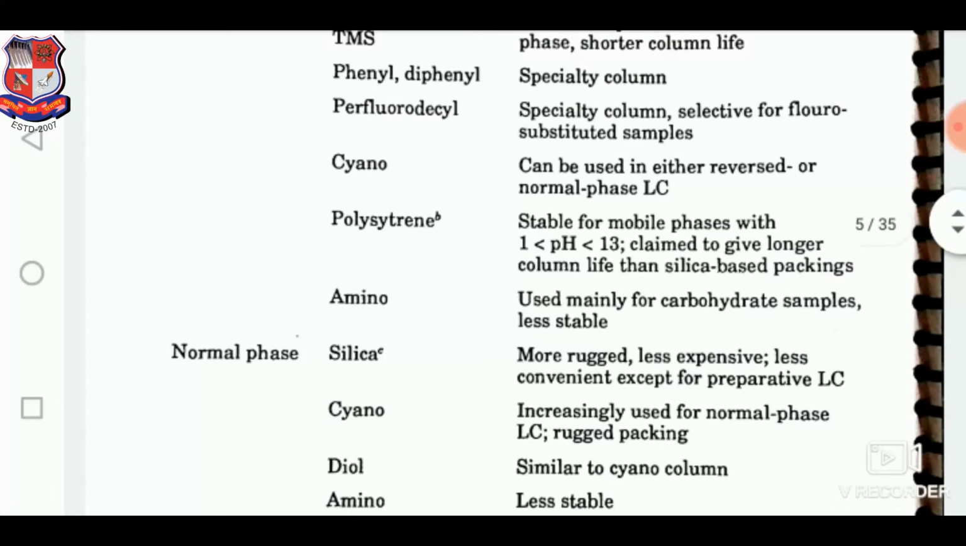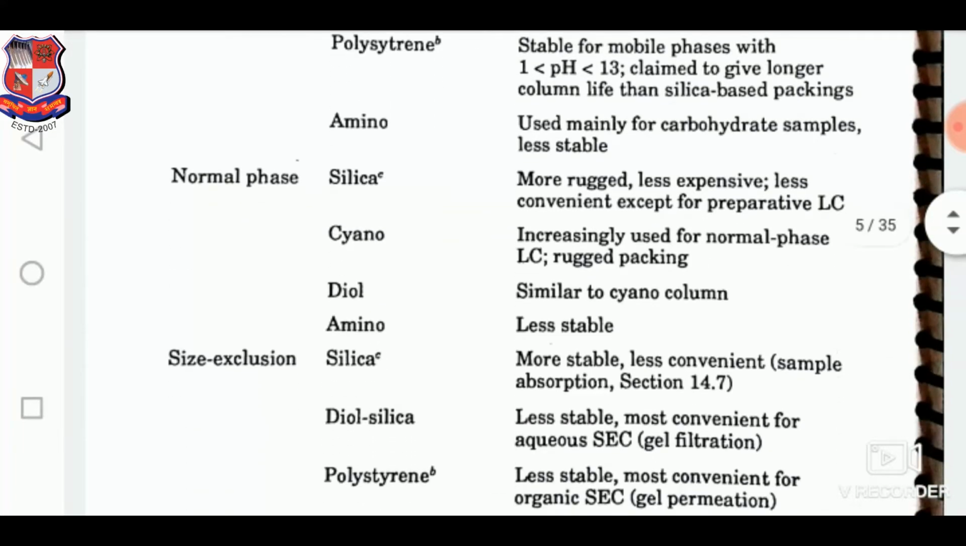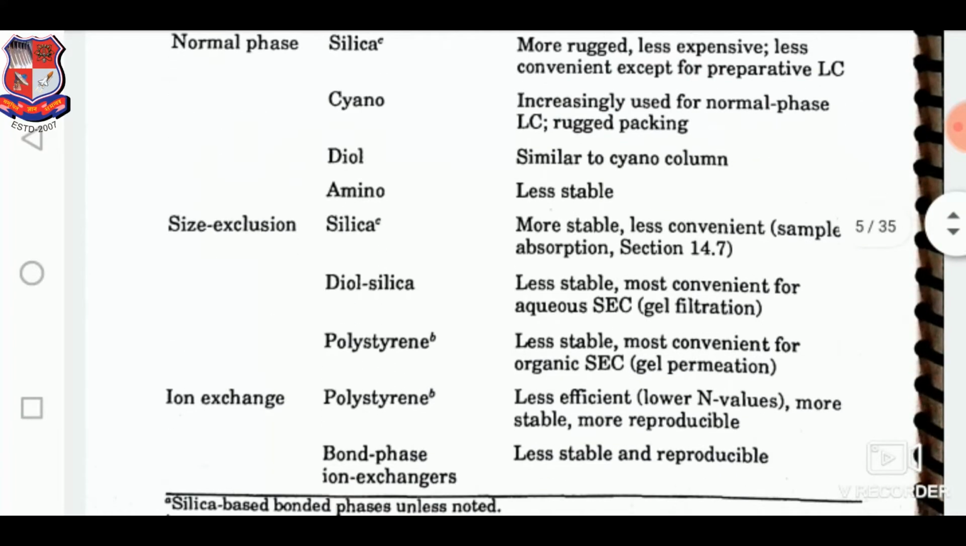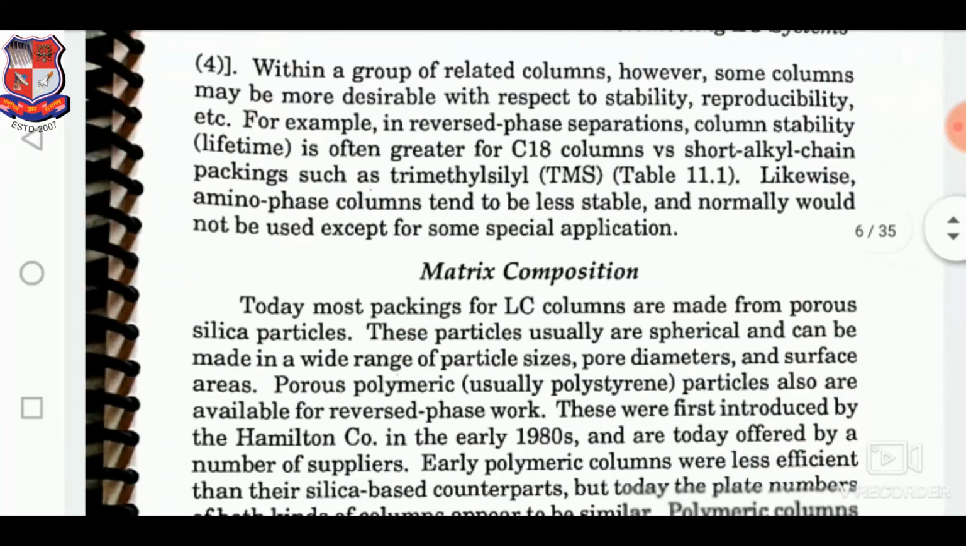These are other columns like cyano columns, used for normal phase chromatography. And for normal phase, we have silica, cyano, and diamino. Cyano columns are increasingly used for normal phase LC, a rugged packing. Size exclusion chromatography and ion exchange chromatography columns are also available. These are different types of columns.